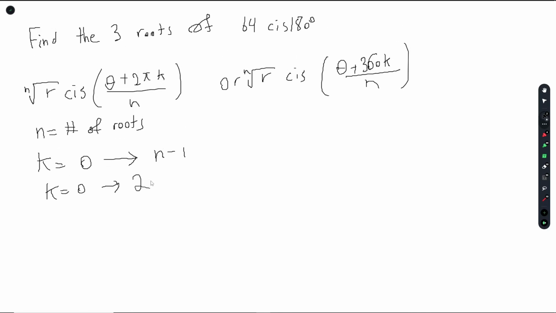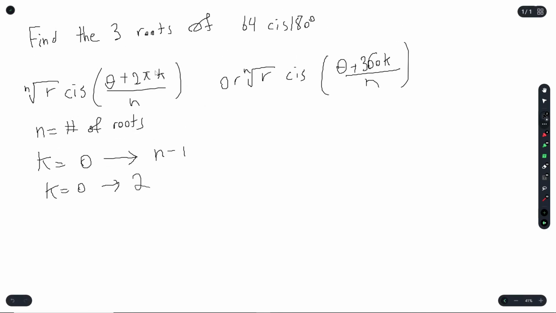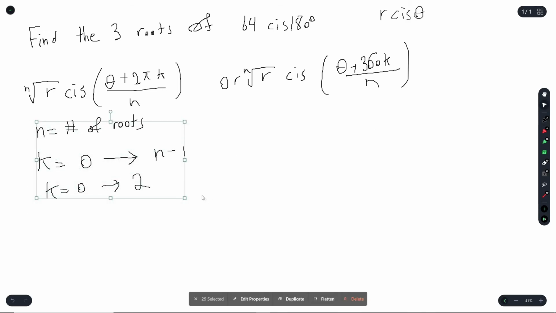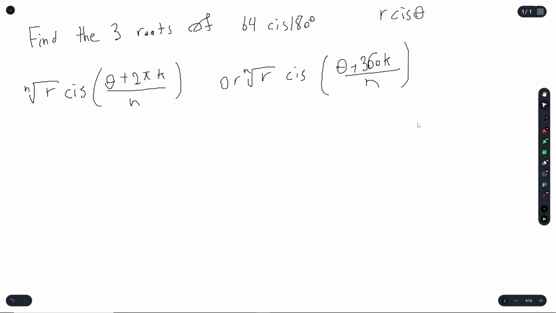Okay, so back to the formula. So we did k, we did n. R is just the R here in R cis theta, and n is the number of roots. Okay, now we can do the formula. So we'll do the formula for each k. So for k equals 0, which is the first root, we have 3 roots, so it will be k equals 0, k equals 1, k equals 2.